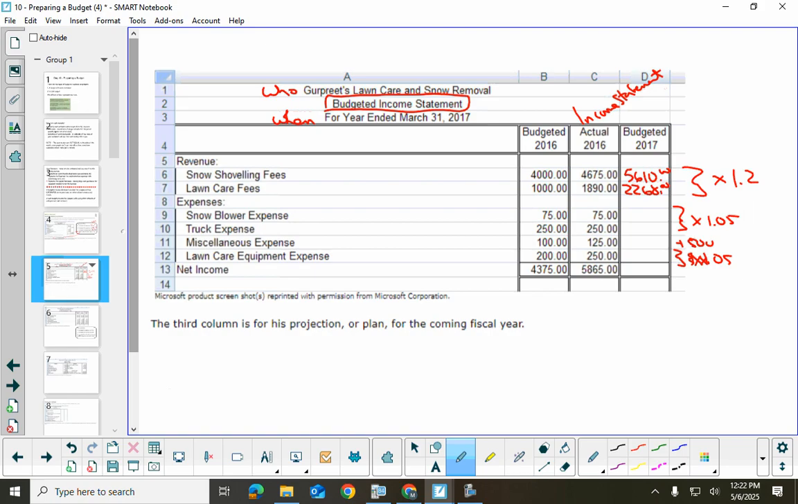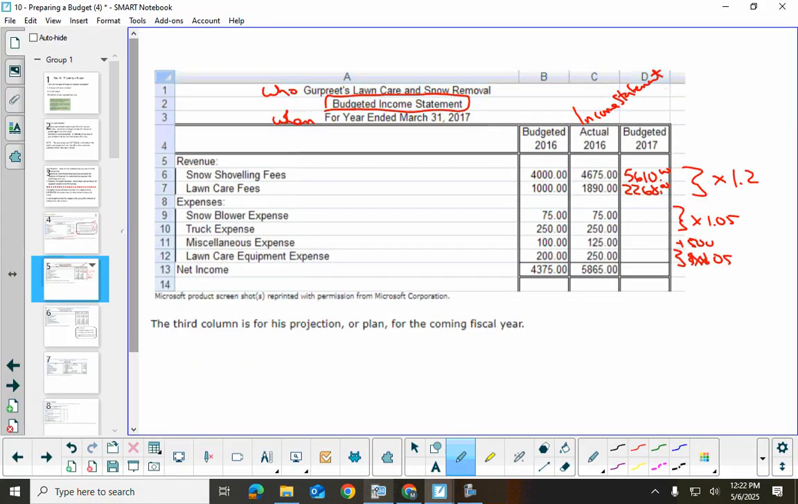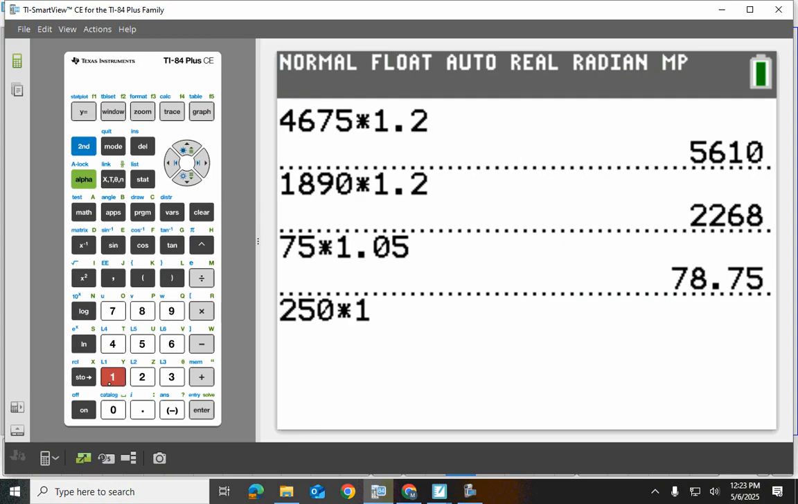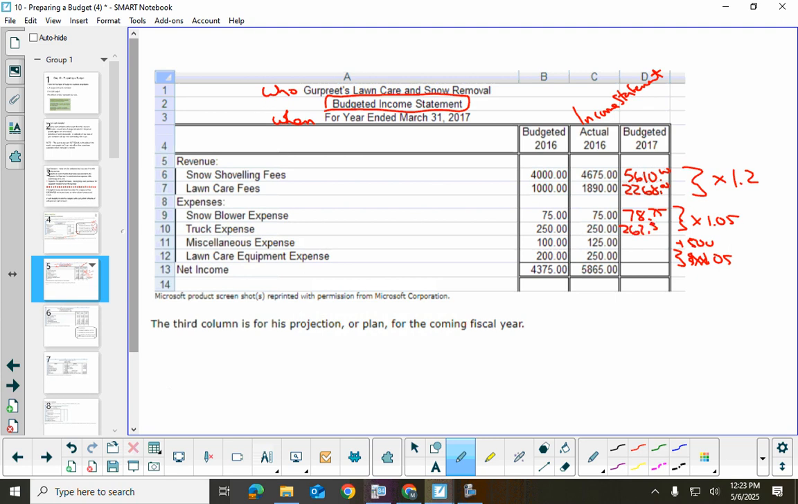Okay, 75 times 1.05, $78.75. Now remember, we're talking dollars and cents, so always round to 2 decimal places. 250, so, whoops. 262.50. So for this one, you're going to go 125 plus 500. So that's 625 because we're increasing that one by $500 and the rest are being increased by 5%. And then this one will be 262.50.